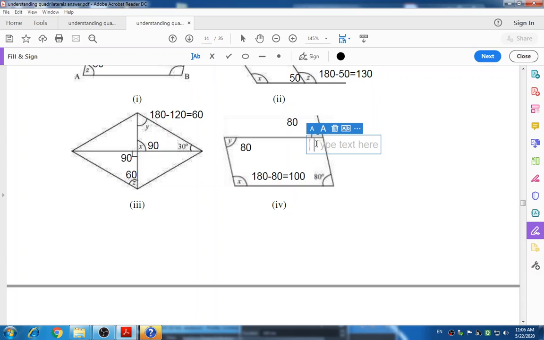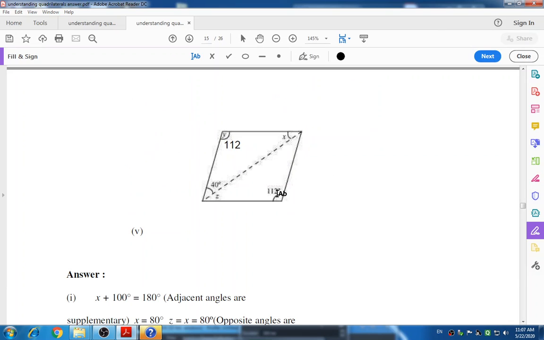In the fifth, look at here. In this parallelogram, this is 112 and Y is the opposite angle of 112. So the measure of angle Y is also 112. So what about this 112 and this angle? These are adjacent angles. That means the sum of their measures is 180 degree. So how can we find this? If we have to find out this angle, we have to subtract this 112 from 180, where we get 68.